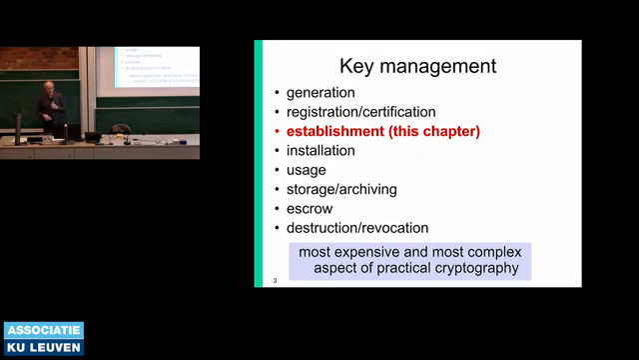Then you have to register keys, certify. In this lecture we'll talk about how to establish a key between multiple parties. Then once you have agreed the key, it may have to be installed in a device. Then you, of course, use it. Then you may have to archive it, so you can access it later on. A key you used last year, you may want to keep to decrypt old stuff, or you may re-encrypt.